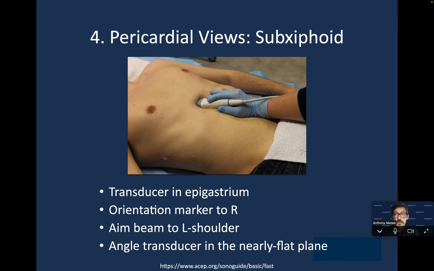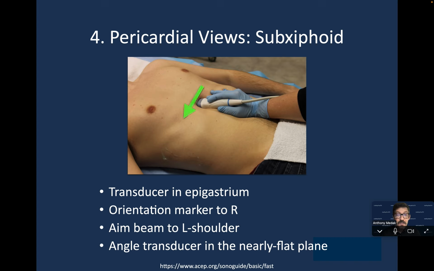Okay, great. So now, the fourth and final part of the exam for the basic or standard FAST exam is looking at the pericardial views. And this can be done a couple of different ways. Most commonly, it's done with the subxiphoid view. So to do that particular view, we are going to place the probe in the epigastrium. Probe orientation marker will be towards the patient's right.